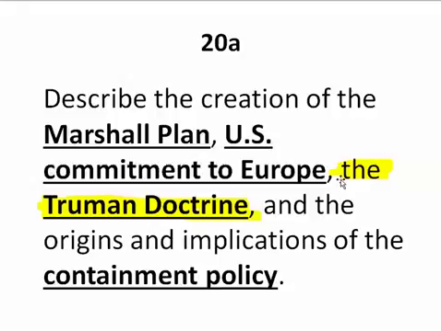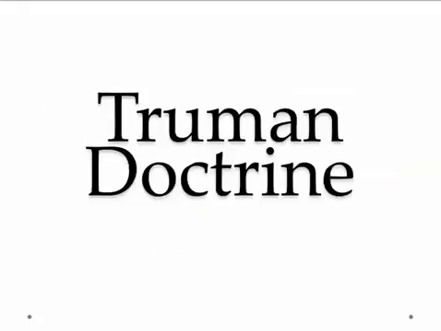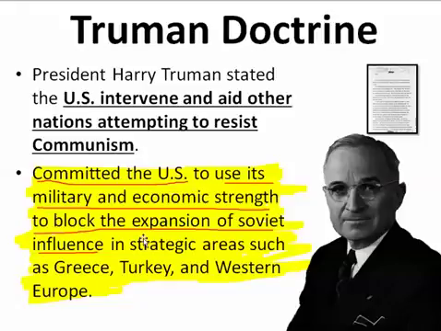Now it says, describe the creation of the Truman Doctrine. President Truman is going to take George Kennan's advice and use containment in the world. So the Truman Doctrine indicates that he is going to use containment. And let's look at this. President Harry Truman stated the U.S. should intervene and aid other nations attempting to resist communism.